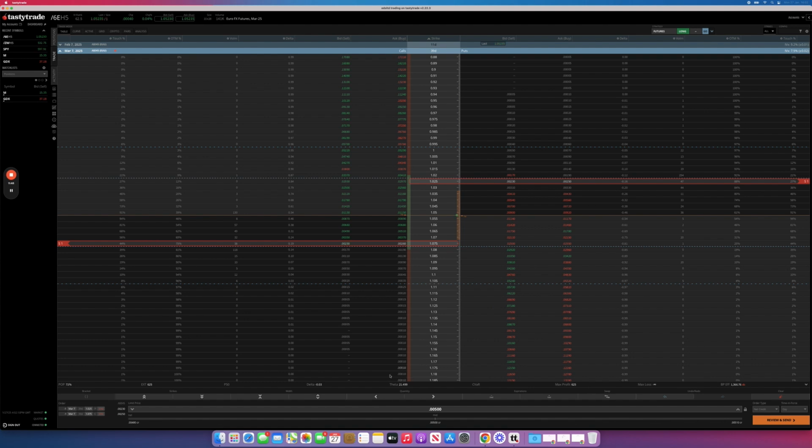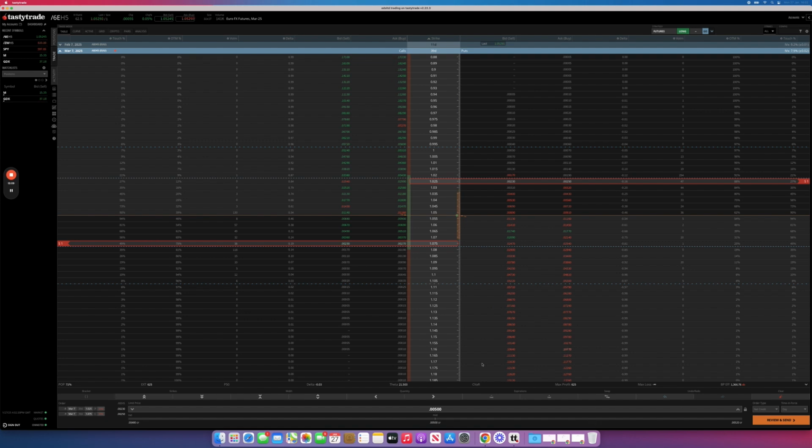We've also got this theta number here, which is $21.49. Well, it's just gone up now, $21.50. That's how much money we would be making on a daily basis in theta decay, assuming all stays equal to what it is now. That theta number will increase and become more aggressive as we get closer to expiration.